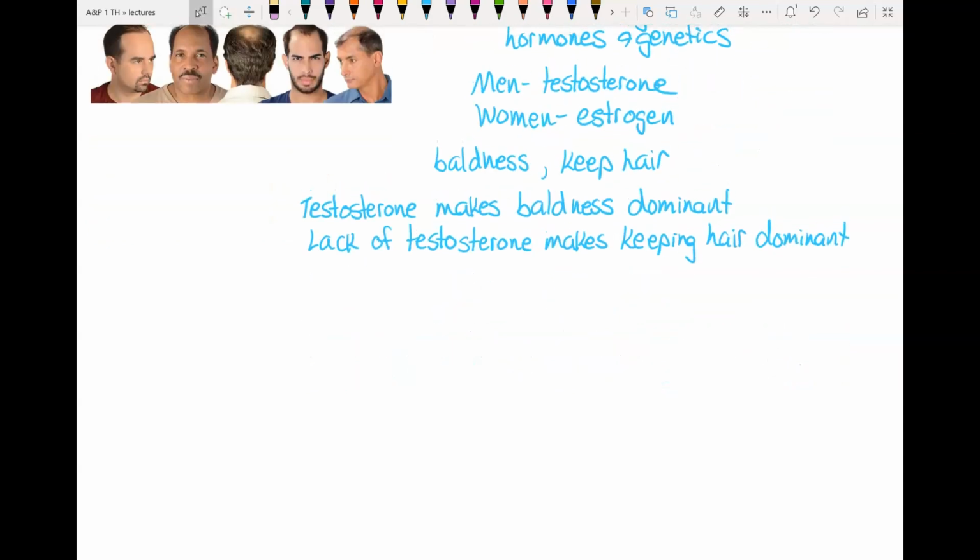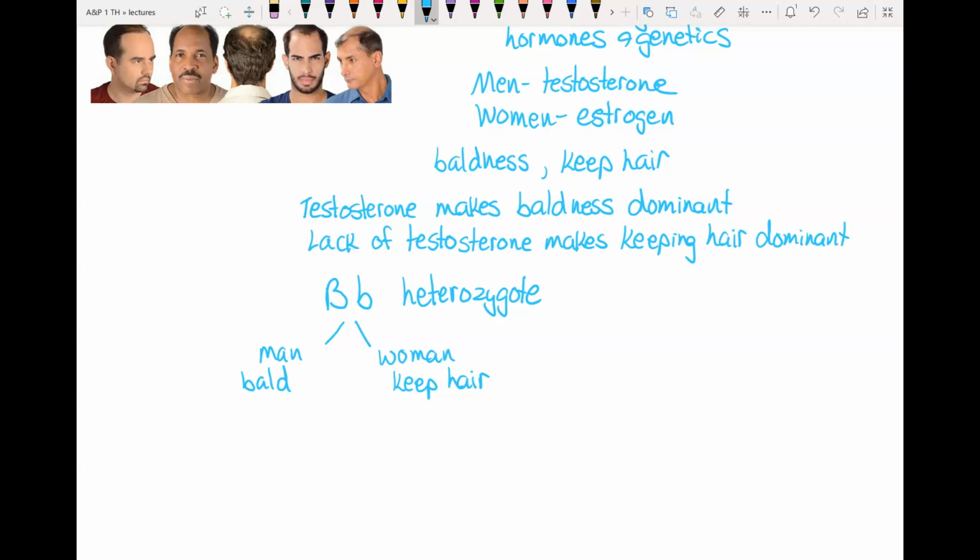Okay, so think about your Punnett squares and what you learned about genotypes, where you write the 2 letters. If you have one of each, if you are heterozygous, you have one allele for being bald, one allele for keeping your hair. If this is a man, he will go bald because testosterone makes baldness the dominant trait. If this is a woman, she will keep her hair because the lack of testosterone makes baldness the recessive trait.